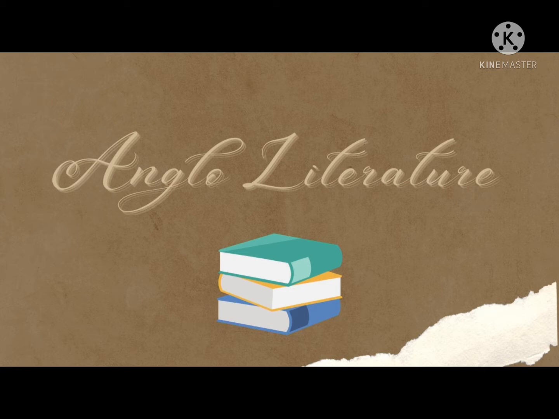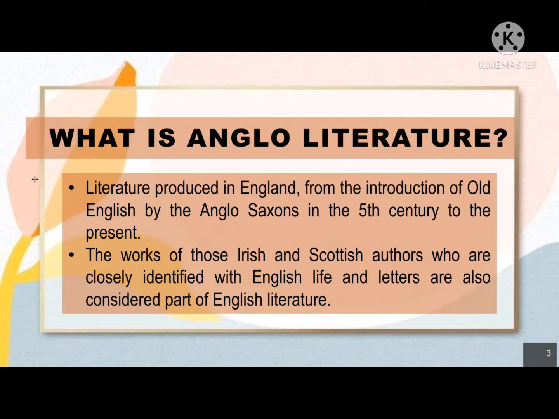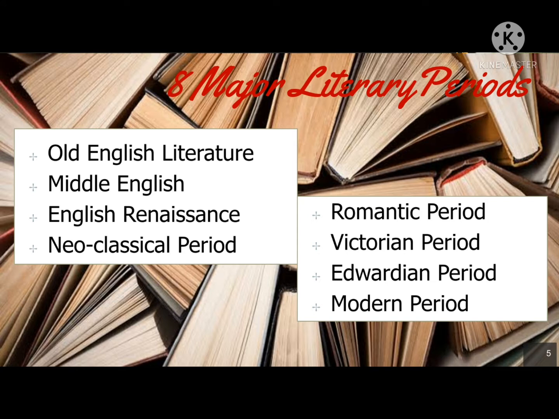For this discussion, I will be talking about Anglo literature. There are 8 major literary periods that compose Anglo literature. For this discussion, we will have Old English literature, the Middle English, the English Renaissance, the Neoclassical period, Romantic period, Victorian period, Edwardian period, and lastly, the Modern period.